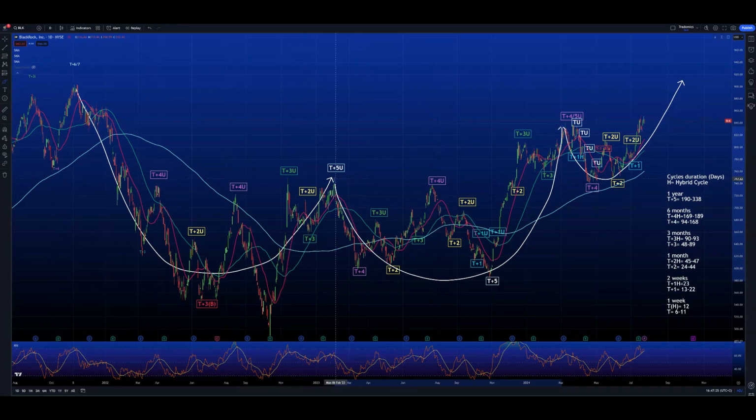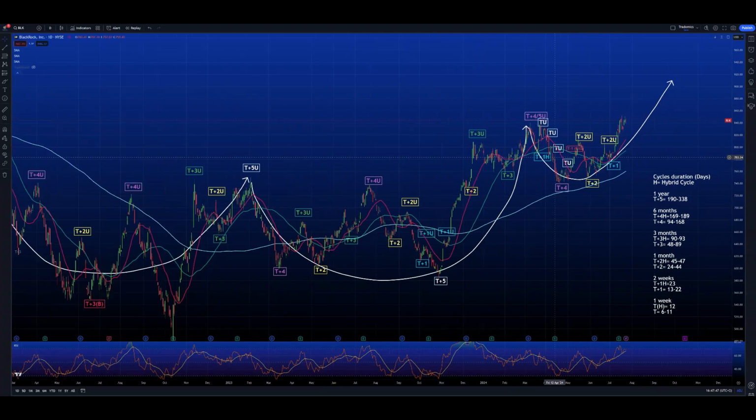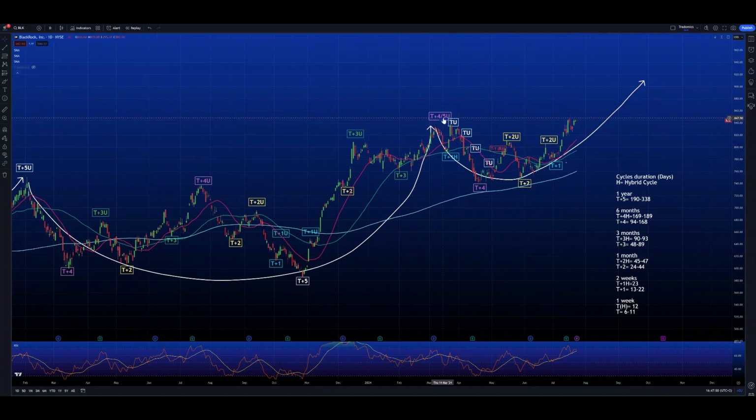Now, can this upward cycle be embedded in this t+5? If we gauge the total duration, then we are definitely out of even the maximum range, because here we have 338 and this is 367. Therefore, this is why we can say that here we have a t+5, and therefore the rally can proceed until the end of the year and even beyond.